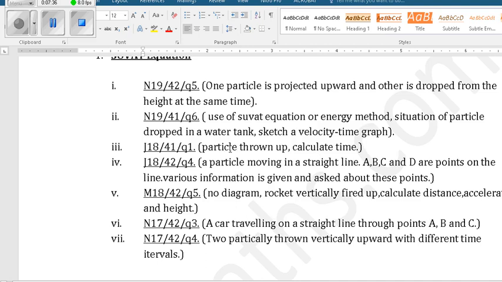Like for example, particles thrown up. So the questions in which we throw the particle up, the particle is thrown in the tank, those type of questions. Drop from certain height or projected upward. So you see, I've given the hint here, and whatever the type you want to revise, you can. I have tried to pick up all different types of questions here.